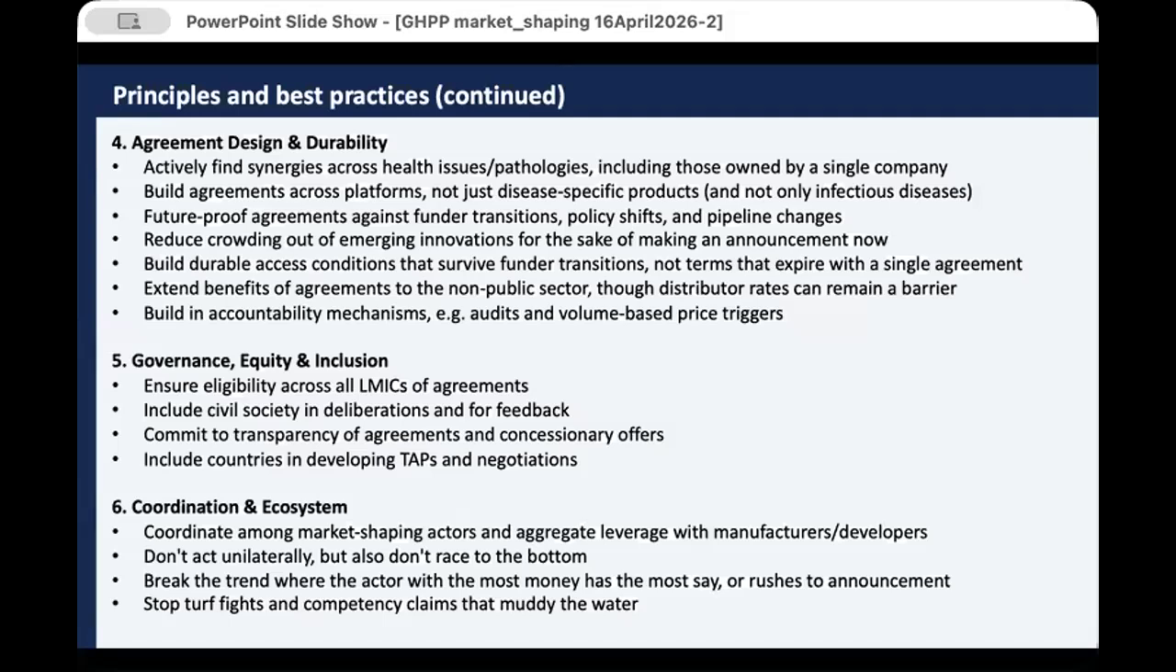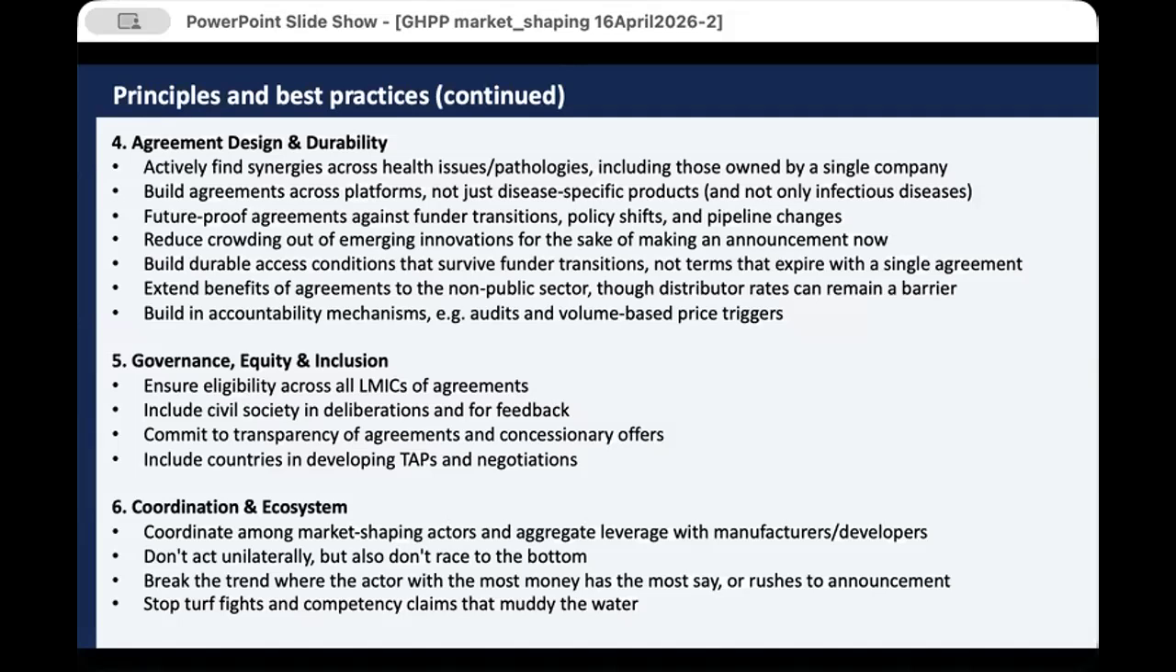And build in accountability mechanisms. Global health actors and governments need to look back. They need to look back at what has been done. I gave you the case of the audit for Cepheid that wasn't acted upon, but we also should be building in volume-based triggers. So it doesn't take the action of a global health actor who might be preoccupied with something else to not do the audit and to not have reduced prices. So they should be automatic volume-based price triggers.